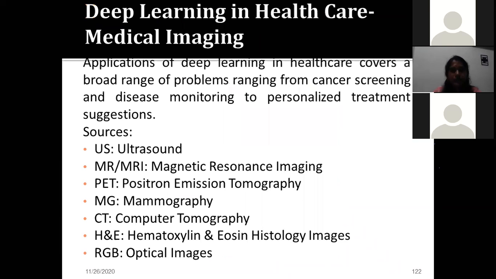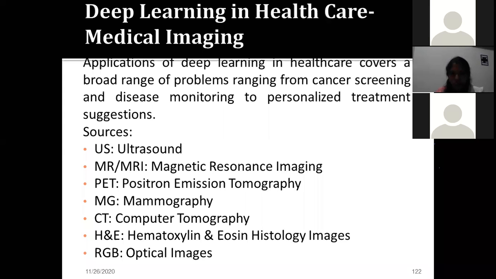Then in healthcare, in medical imaging, what data do you require to perform disease monitoring or some screening techniques? What you can do is collect the information from hospitals or screening labs: ultrasound, MRI. These are a few of the data sets.